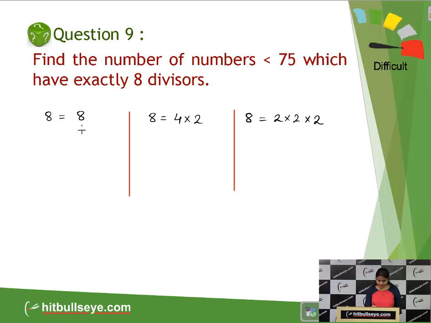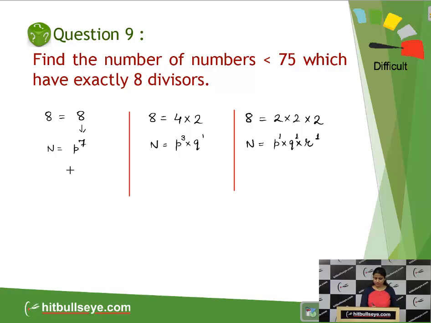Now, if we take the first case, my number should be of the form p raised to power 7, because in that case only it will have 8 factors. In the second case, my number should be of this format, p cube into q raised to power 1. Again, I am using the number of factors formula. And in the third case, it will be p into q into r. Now, coming to the very first case.